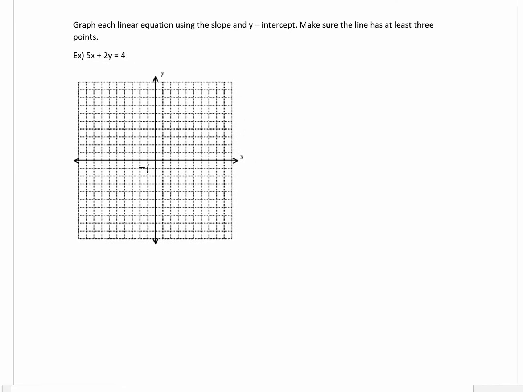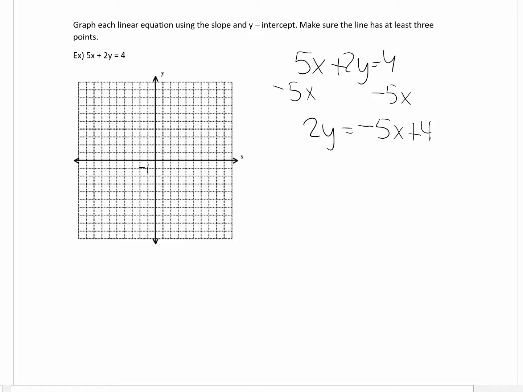Okay, so now this is not in slope-intercept form, so I've got to solve this equation for y. So subtract the 5x. Now remember, it's in mx plus b form, so I'm going to rewrite the negative 5x first, plus 4, divide by 2. Okay, so then the slope is negative 5 over 2.